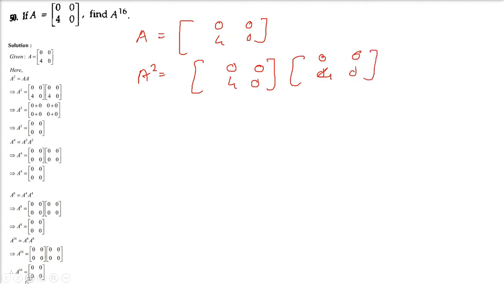So just multiply these two, what do you get? See, this is row into column: 0 into 0 is 0, plus 4 into 0 is 0, so 0. This row, this column, so you get 0. Now 4 into 0 plus 4 into 0, that is again 0. Then 4 into 0 plus 0 into 0, again 0.